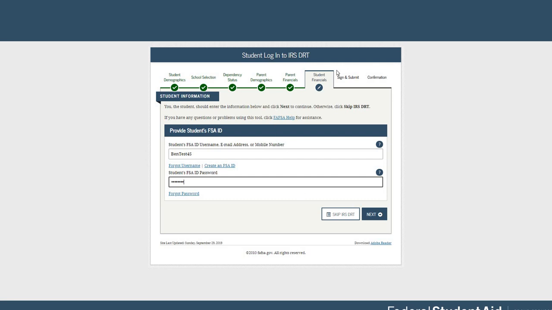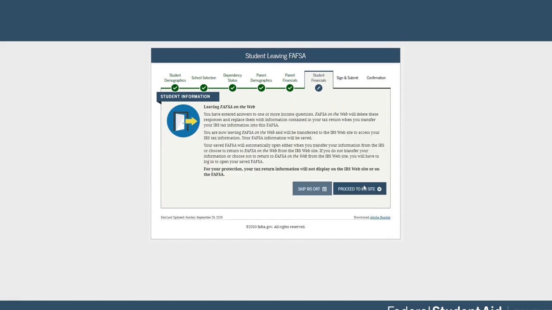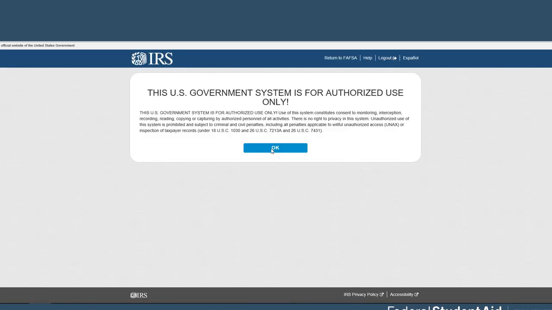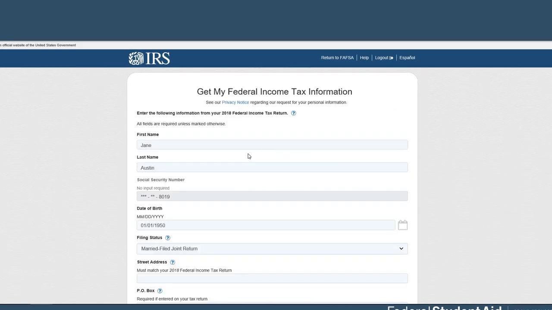Okay, now log into the IRS data retrieval tool, and you do that by providing the student's FSA ID and password. That would be yours in this case. And then we hit next. And yes, we know that we're leaving the FAFSA site and we're proceeding to the IRS site, so we click on this box. And yes, we do know what we're doing here, and yes, it's okay. We understand that this is for authorized use only.